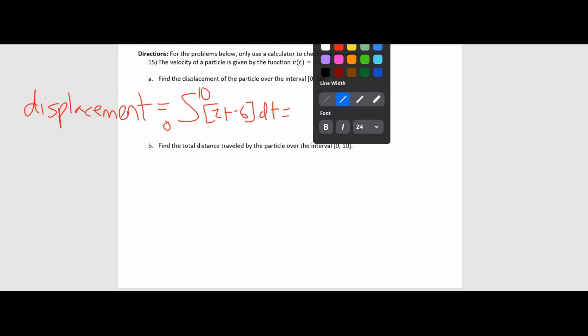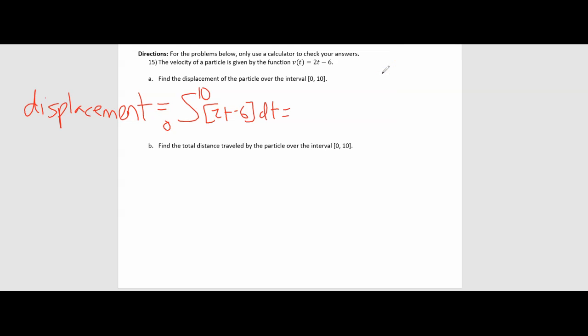Because I'm doing this by hand, I have to take the antiderivative by hand. And once I do that, I will be left with evaluating it from 0 to 10. Antiderivative of 2t is t squared. Antiderivative of negative 6 is negative 6t. Again, now I've dropped the dt because I've already taken the antiderivative. Now I just have to evaluate.